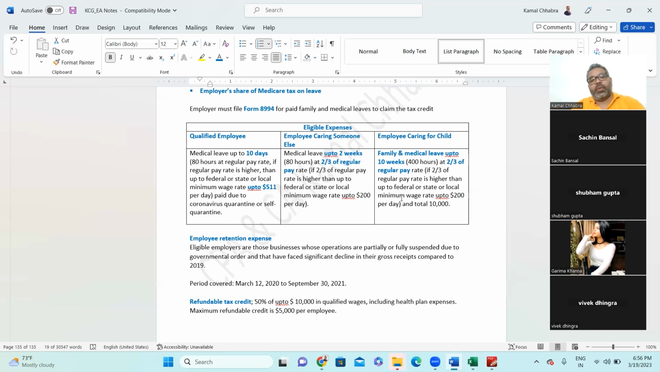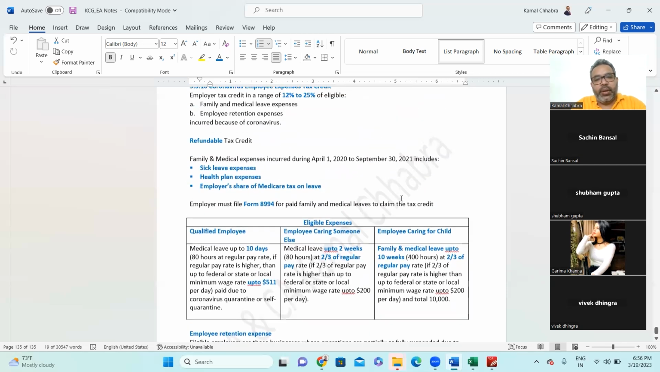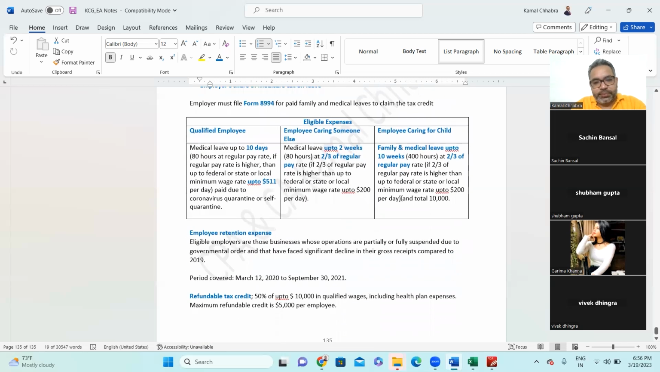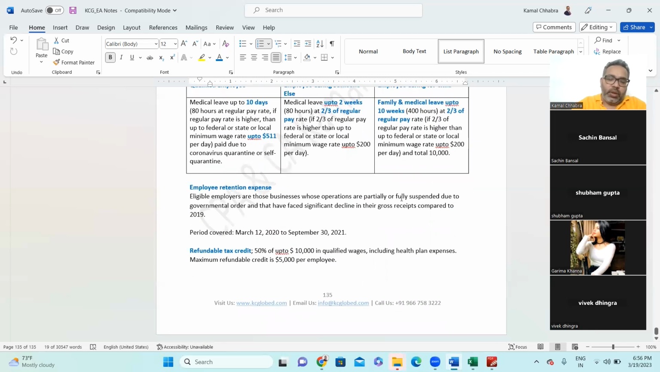So, employee retention expense. The first category, A, is employee family or medical leave expense. B is employee retention expense. Eligible employers are those businesses whose operations are partly or fully suspended due to a governmental order and have faced a significant decline in their gross receipts compared to 2019, right? So there are certain businesses which the government has forced to close.